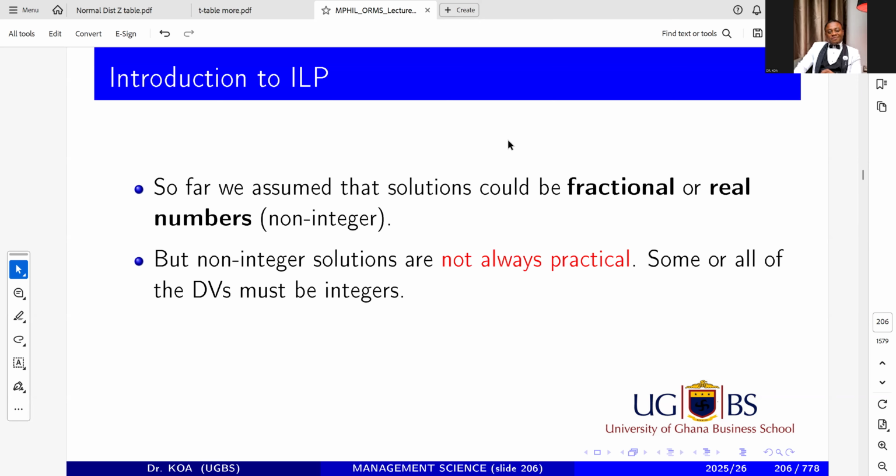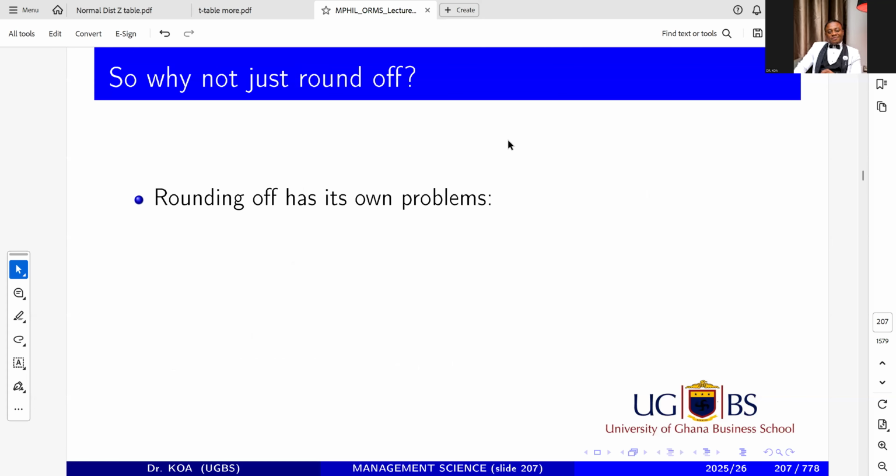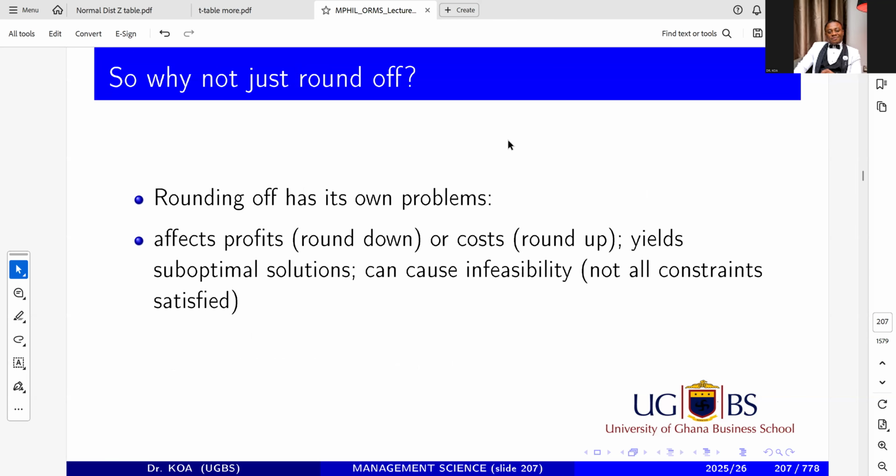Today we want to look at integers, because there are certain things that are not decimals, they are whole numbers, like the number of cars produced. It can never be 400.18 cars. The number of buildings constructed. You cannot have 2.78 buildings. So sometimes people are tempted to round them. But if you round them off, you cause problems.